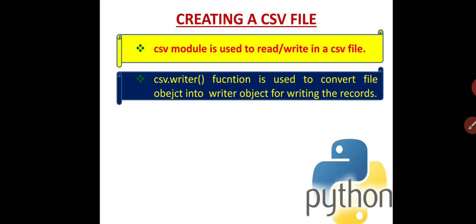Inside the CSV module, there is a writer function, which is used to convert file objects into writer objects. This function is basically used to convert a file object into a writer object. So while creating a CSV file, we have to create a writer object. Like in the case of binary files or text files, we created a file object. In a CSV file, we have to create a writer object. So what is a writer object? It is similar to the file object, but the file object is converted into a writer object with the help of the writer function. After it is converted, all the operations are performed with the writer object only.